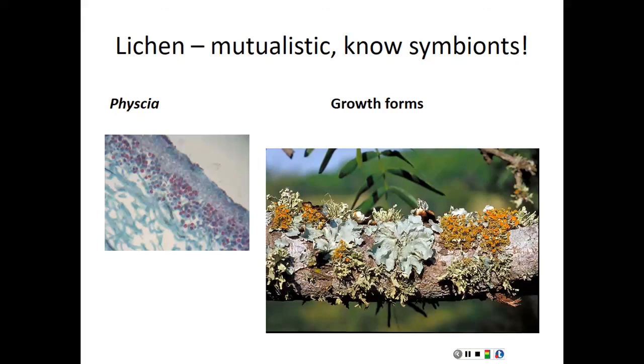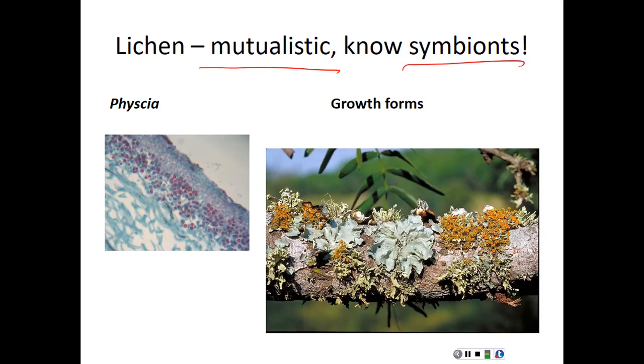We also looked at some lichens, which are a mutualistic symbiotic relationship. So symbiotic means you live together, and in fact, this is what we call an endosymbiotic relationship, where one organism is actually living inside the other organism. It is mutualistic. That means it's a plus-plus. They both benefit.